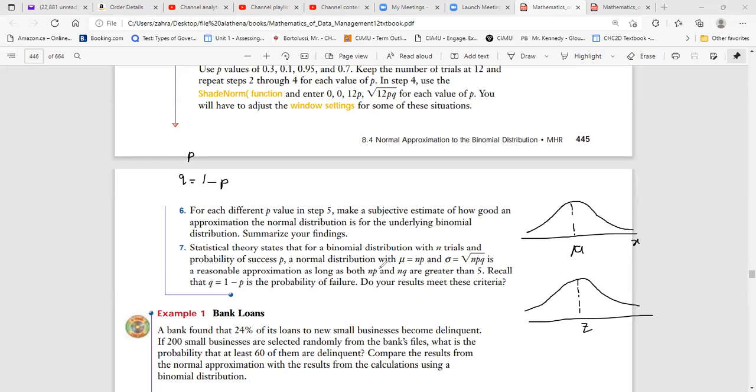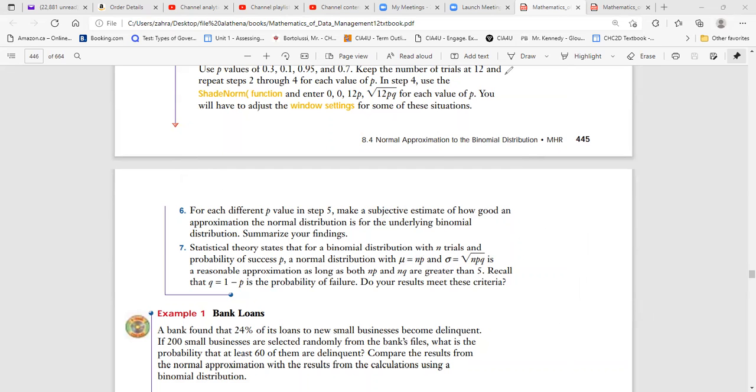Okay, let's just go. Mu here is NP. N is the number of trials that you have, and P is the probability of success. And sigma, the standard deviation, is the square root of NPQ. If NP and NQ are bigger than 5, you can approximate this binomial distribution to be normal.